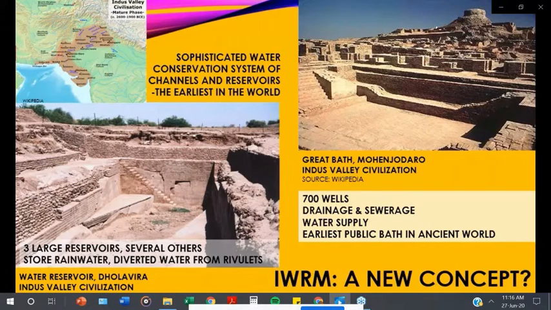So the settlement had 3 large reservoirs, and there were a lot of them that were excavated underground. And these reservoirs were used to store the rainwater directly, and also to divert the water that was flowing in the rivulets close to the city, to the settlement. To the right, you can see images of the Great Bath from Mohenjo-daro. That settlement had 700 wells at that time, which is the highest number in the world at that time. It had drainage system, sewerage system, water supply, and the earliest public bath in the ancient world.